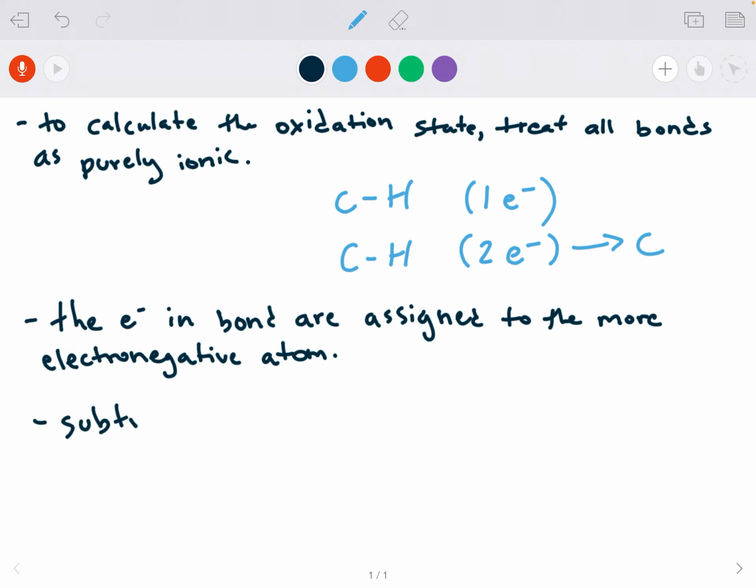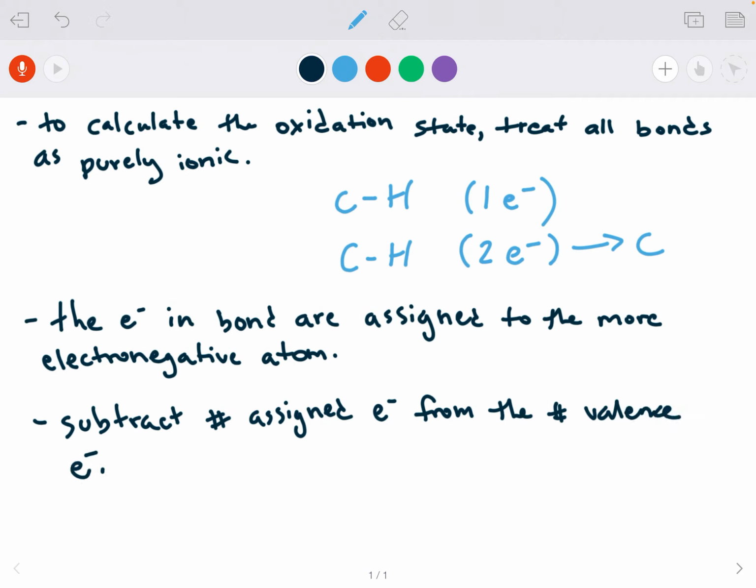Now you subtract the number of assigned electrons from the number of valence electrons. Right, with formal charge, it's the same thing. Subtract assigned electrons from valence electrons. So identical rules here. The difference is how you assign those electrons. So I'm going to go through a few examples here.